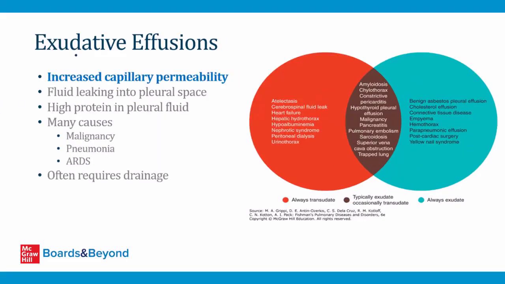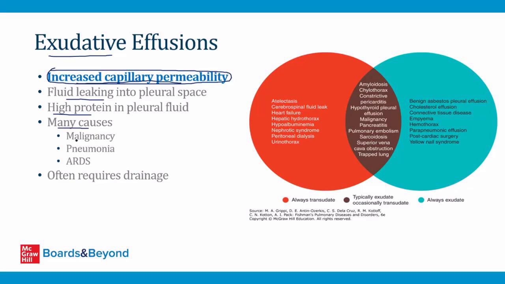In contrast to transudative effusions, exudative effusions are caused by increased capillary permeability. Just like we talked about a few slides ago, it's super high yield to remember this underlying pathophysiologic cause. So when the capillaries become more permeable, fluid can leak into the pleural space, but so can protein. So as a result, you get fluid accumulation in the pleural space with a high protein content, and that's different from transudative effusions. There are many disease processes that can cause exudative effusions.